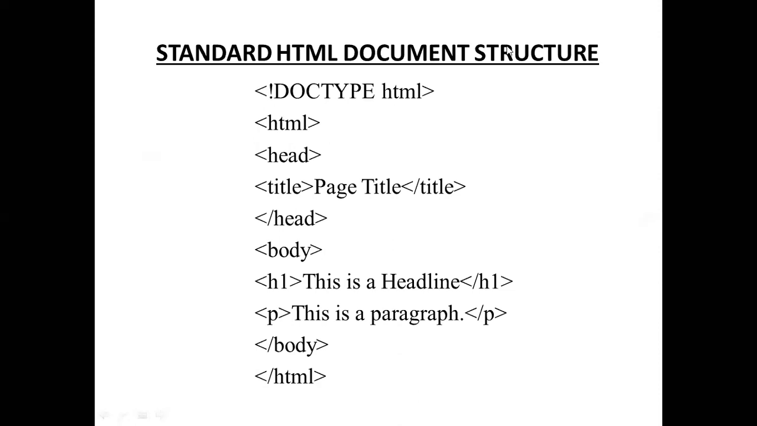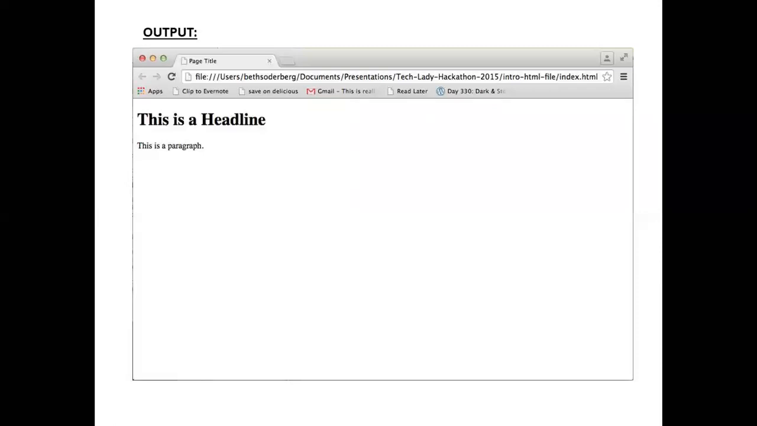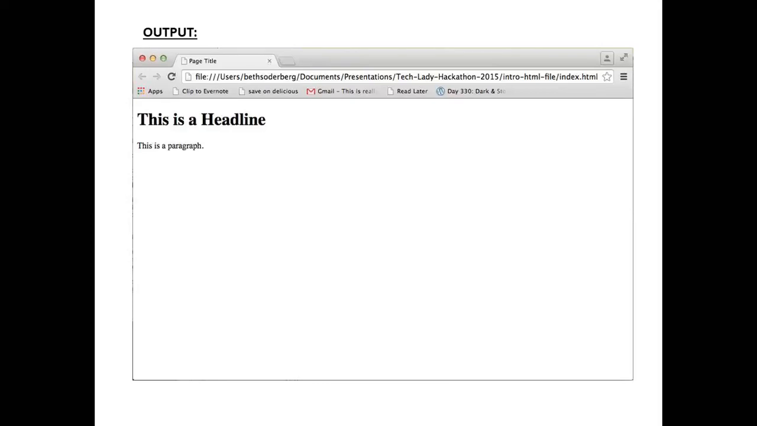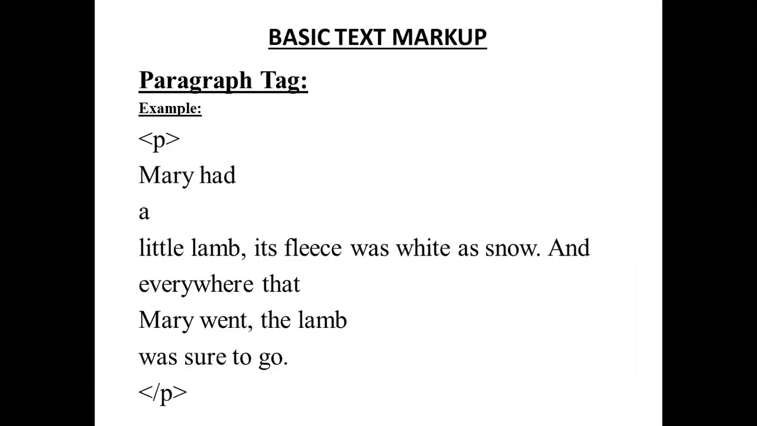Next, in the body, the first line is H1, this is a headline. The second line is a paragraph. The difference between the headline and the paragraph, what H1 and P are, will be discussed in the next session. Next one is the paragraph tag.